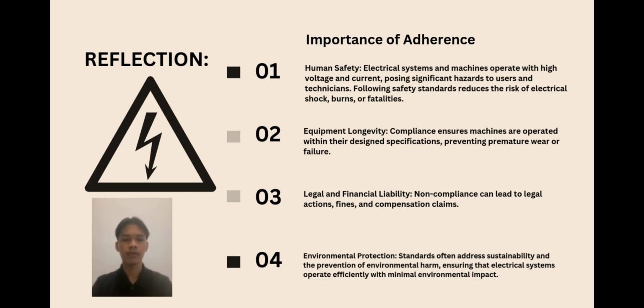I will talk about the importance of adherence. First, human safety. Electrical system and machines operate with high voltage and current, posing significant hazards to users and technicians. Following safety standards reduce the risk of electrical shock, burns, or fatalities. Second, equipment longevity. Compliance ensures machines operate within their design specification, preventing premature wear or failure. Third, legal and financial liability. Non-compliance can lead to legal action, fines, and compensation claims.